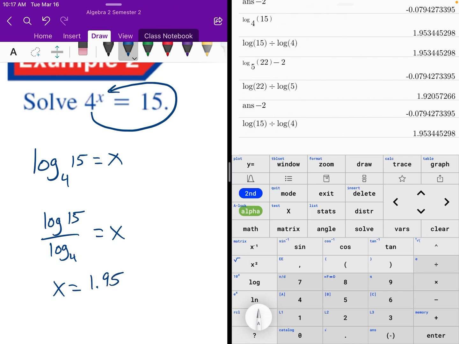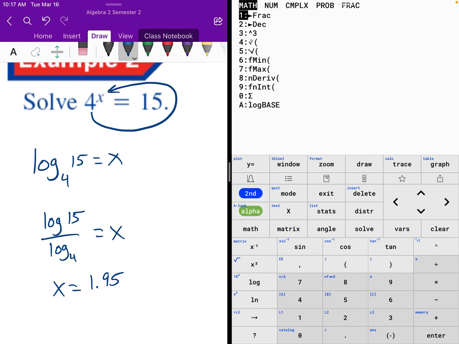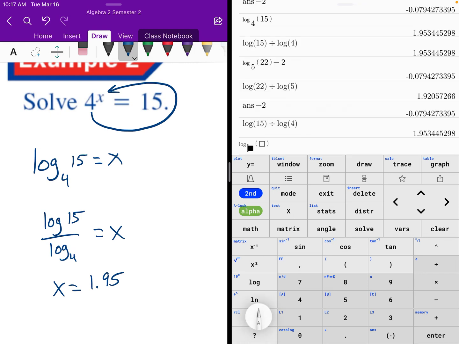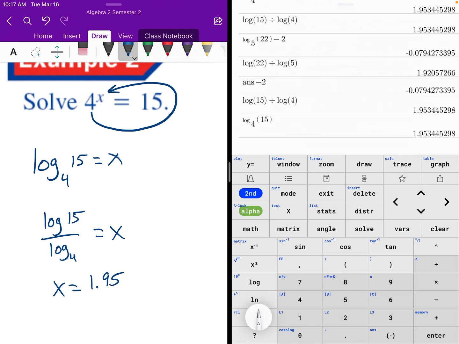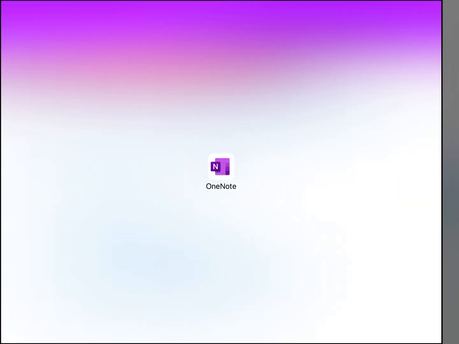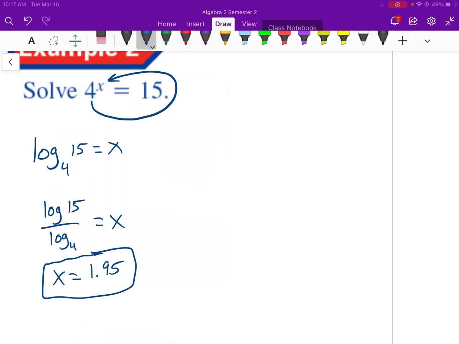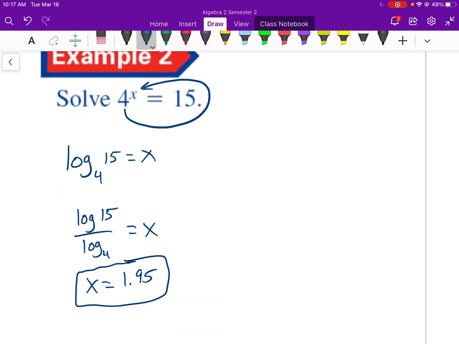Now, the other option you have, if you go into the math button, you're going to see log base. This is the operation on the calculator that allows us to change the base to 4, with an argument of 15, and we'll get the exact same thing. On the test, the change of base is probably going to be the quickest, so you don't have to memorize. Go into math, log base. Change of base formula: log of the argument over log of the base. All right, so that is how we approach when we have an exponent on one side equals a whole number.